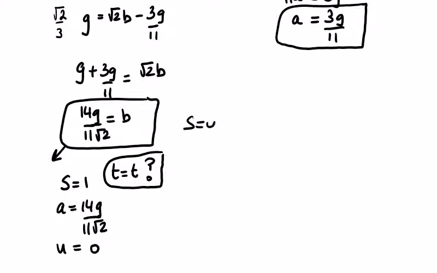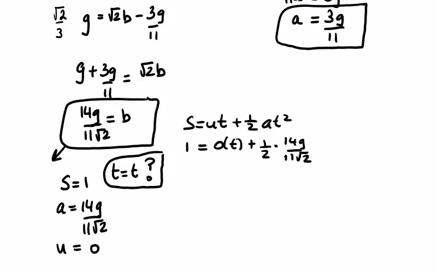SUVAT: s is equal to ut plus a half at squared. So 1 is going to be equal to 0 times t plus 1 over 2 by 14g over 11 root 2, I think I'm just going to calculate this now in a minute, times t squared. T squared works down to be 11 root 2 over 7g. Just let me check my maths there, which is t equals 0.23.